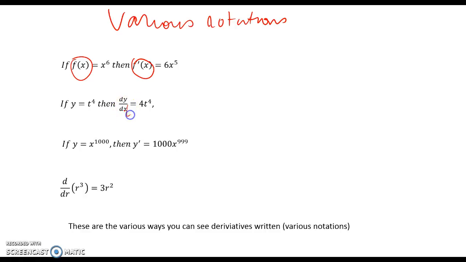Actually, this should be a t, because this means the derivative of y with respect, on the bottom, with respect to t. And if we're just using y, we can call it y prime, or we can simply say the derivative with respect to r of this function equals something. So these are the various ways you can see derivatives written.